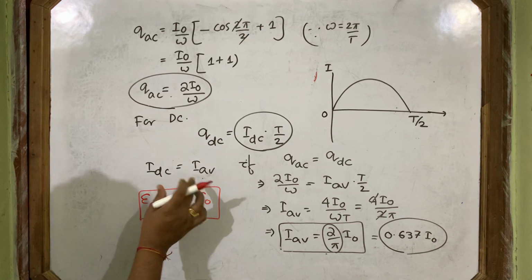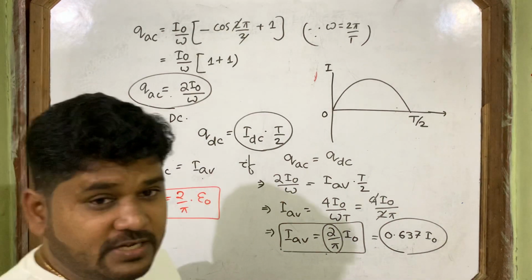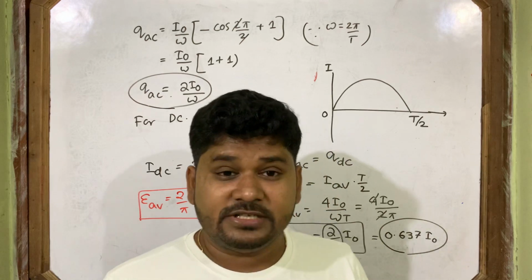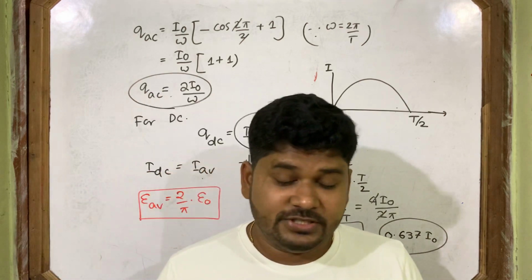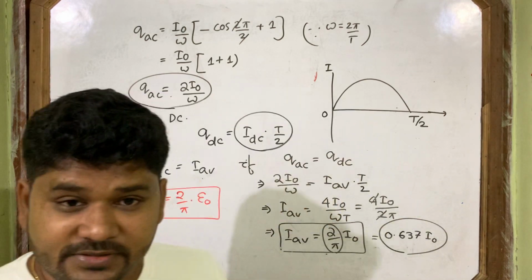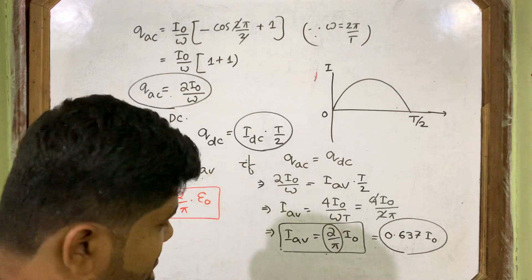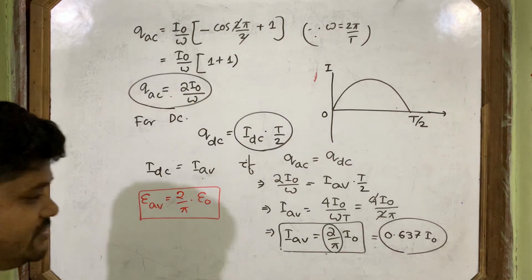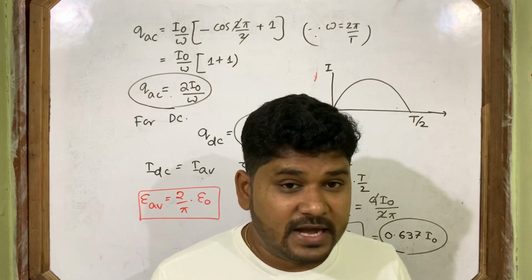Just as you write the current equation I is equal to I naught sin omega t, you can also write the same equation for voltage: E is equal to E naught sin omega t. So this is about the relation between average value and peak value.